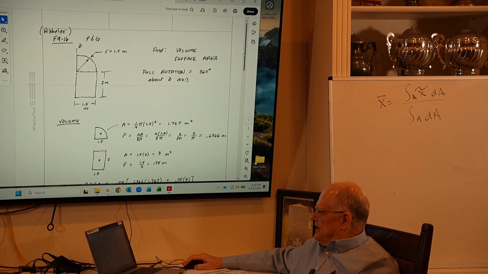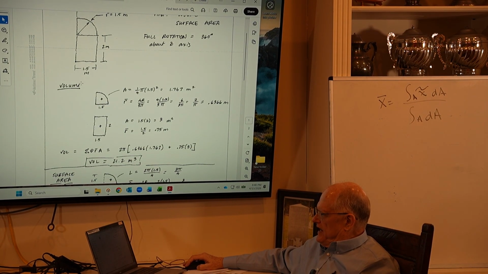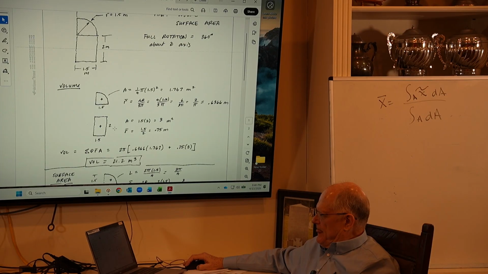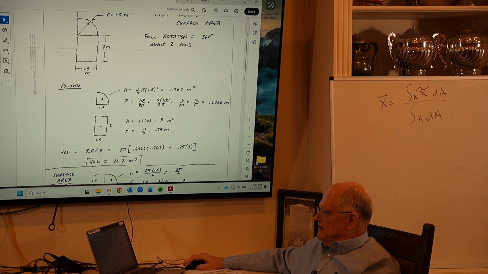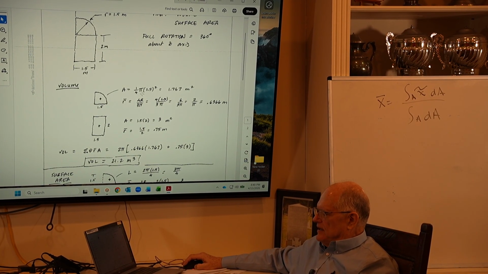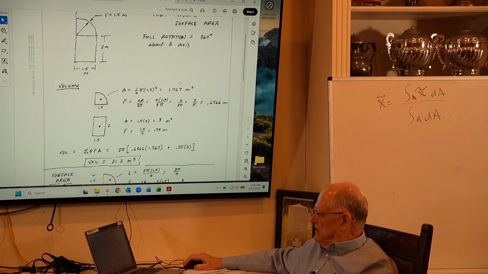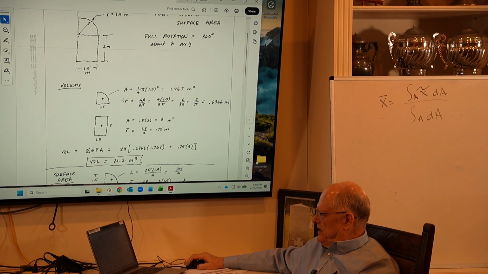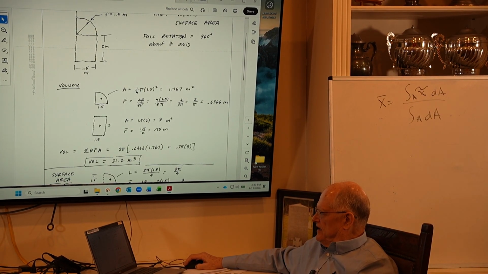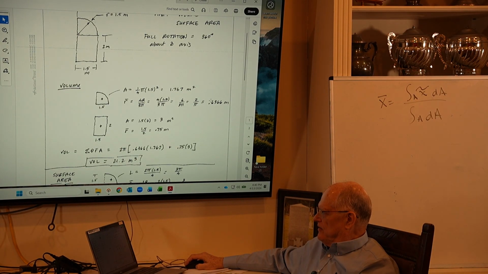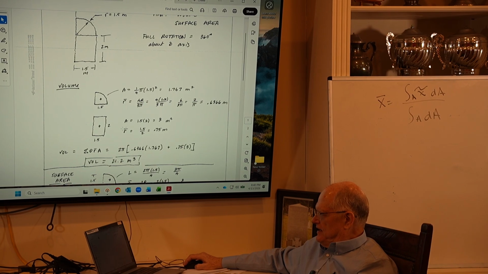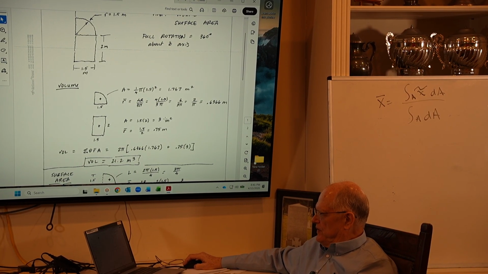What I like to do is draw a picture of the area that I'm rotating. So I'm rotating a quarter circle and a rectangle. For the volume calculation, the area of a quarter circle is pi r squared divided by 4, and the r bar is 4r over 3 pi. So 4 times 1.5 divided by 3 pi gives you r bar. That's for the quarter circle. For the rectangle, the area is easy. It's just 1.5 times 2, which is 3.